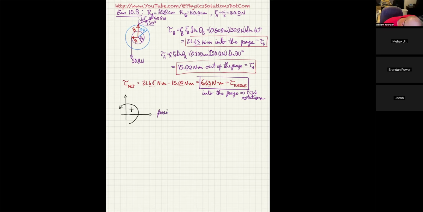positive x is to the right, positive y is up, and counterclockwise torque is positive.